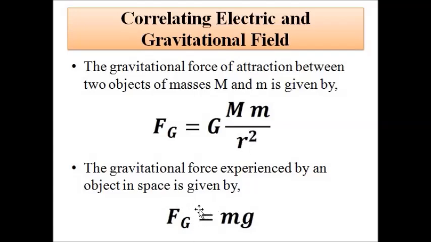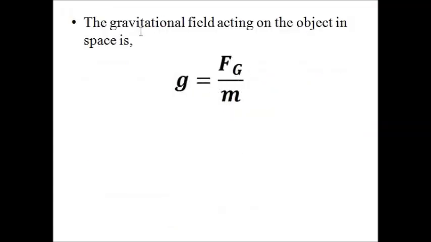So also the gravitational force experienced by an object in space is given by Fg is equal to mg, where m is the mass of the object and g is acceleration due to gravity, which is generally taken as 9.8 meter per second square. So the acceleration due to gravity g, if we take m towards the left hand side, will become g is equal to Fg by m. Okay, the acceleration due to gravity, which we will call the gravitational field, is given by g is equal to Fg by m.